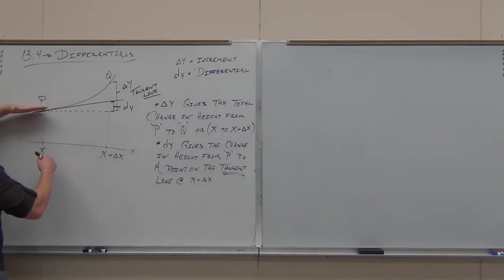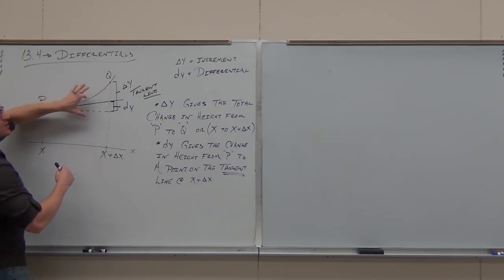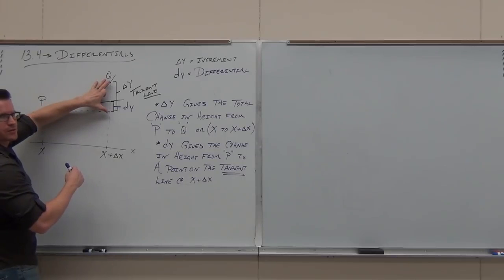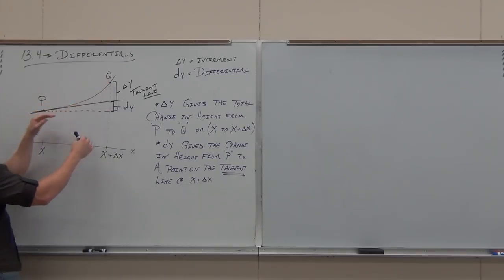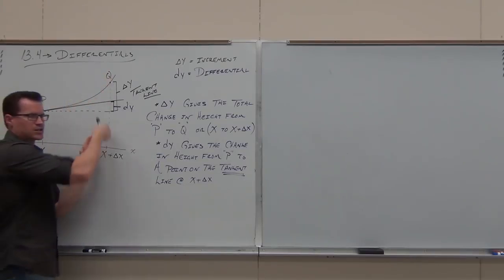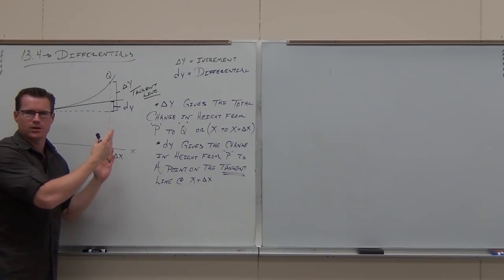So this tangent line at P shoots out this way. It's a line. The curve does this. There's going to be an actual change in height. That's what delta y means. It's the increment. It's how much the height changes literally from P to Q, or from the x coordinate to x plus a little bit, x plus delta x. Now, if you're okay with that one.